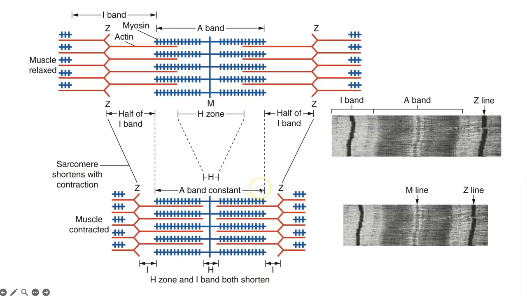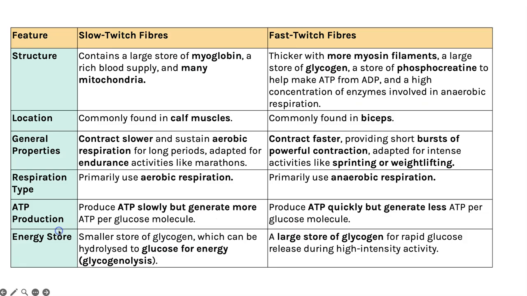The A band is always constant. That doesn't change because that is the distance from one end of the myosin to the other. And the myosin is not sliding, so the A band remains constant.